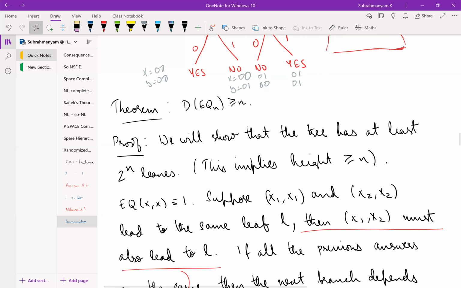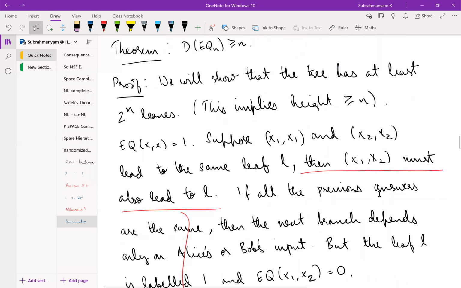So we know that for all x, equality of x comma x is 1, right? So let's consider 2 input pairs. So here x1 is an input string, an entire input string, not a single bit. Suppose x1 is an input string, x2 is an input string. So equality of x1, x1 is equal to 1, right? Because Alice and Bob both have x1, and equality of x2, x2 is also equal to 1. So both have 1. So this could potentially come to the same leaf, right? L. Because both of them say equal.